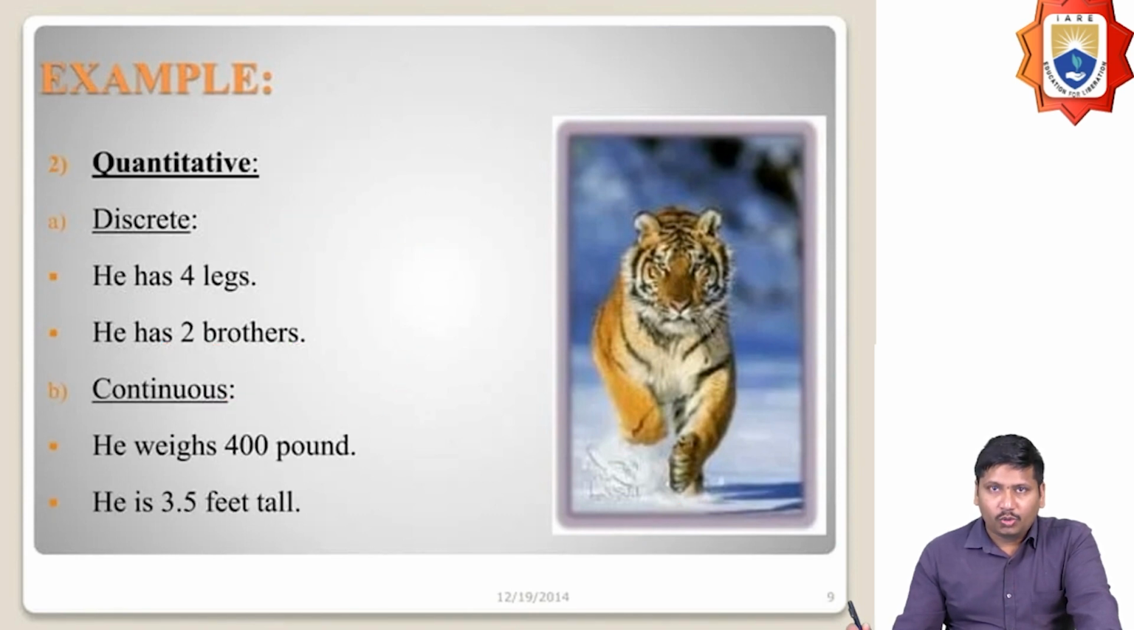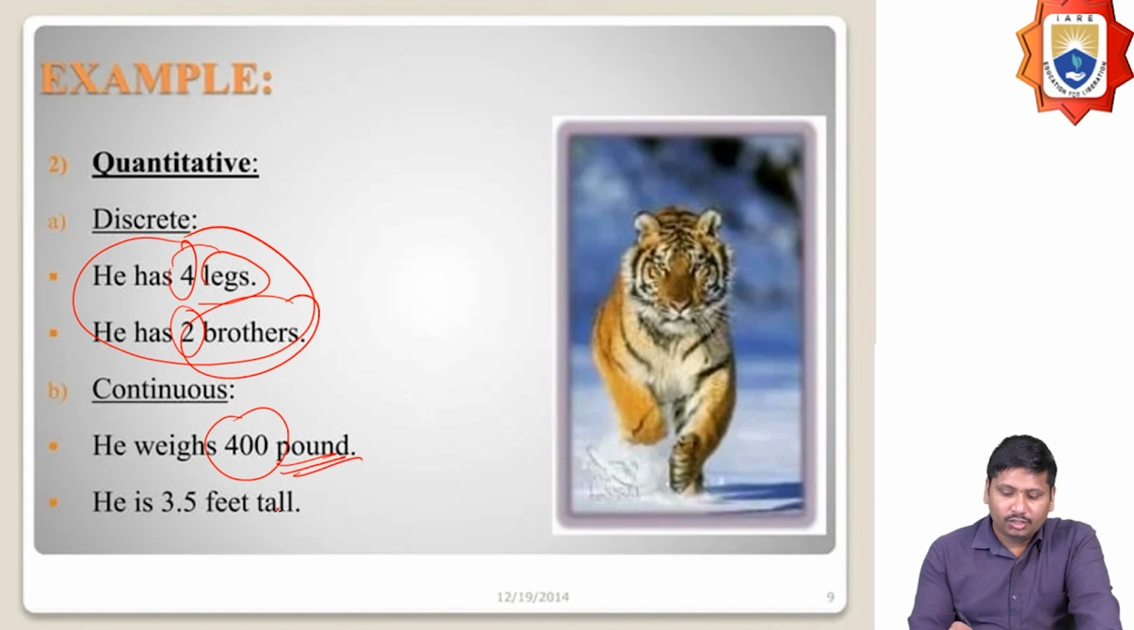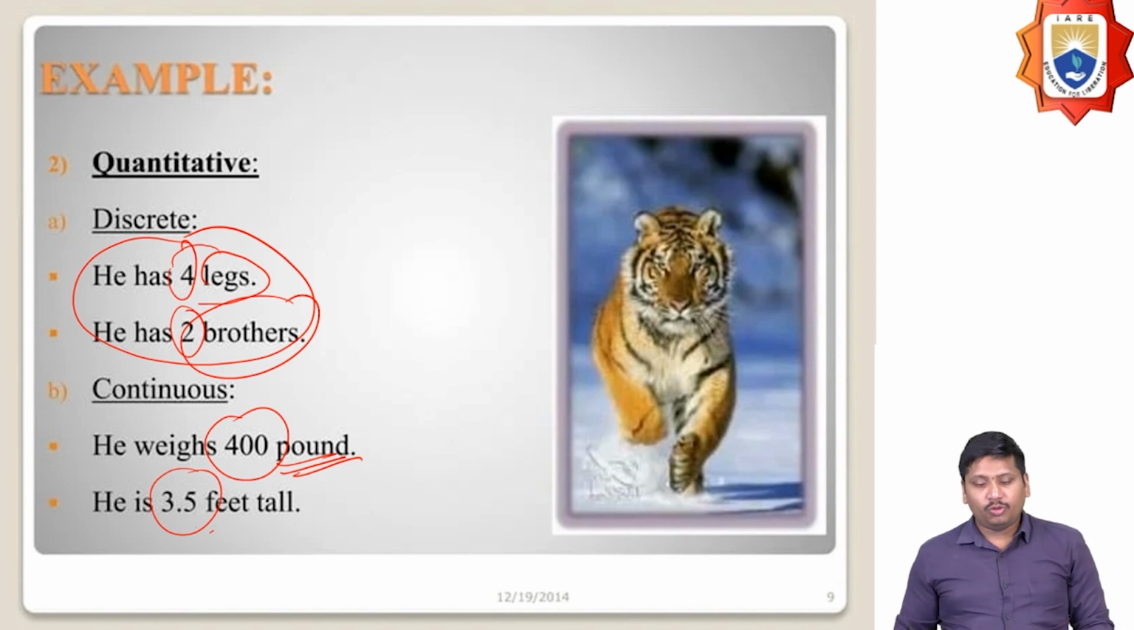So if I took quantitative data, suppose the tiger has 4 legs, that is numerical data, and it has some 2 brothers like this, then it should again be quantitative. And then again it may be discrete or continuous. So discrete should be this, and continuous should be weights. So weight, 400 pounds, that should also have a convention. And similarly, height, 3.5 feet tall. So it should again be a numerical value, but we have to identify whether it is a discrete one or a continuous one.